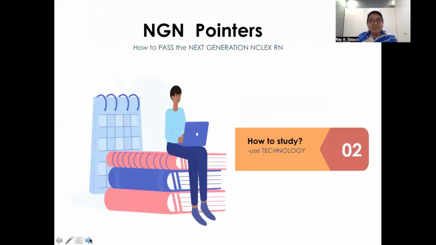And of course, the second important thing that you have to remember when you're taking the next generation NCLEX-PN is studying with the use of technology. You have to learn how to navigate the questions using technology. Do not use just paper-based tests. No, the next generation NCLEX will require you to navigate through the different types of questions, okay?